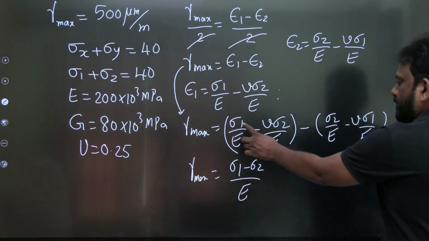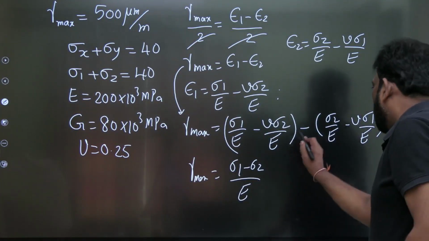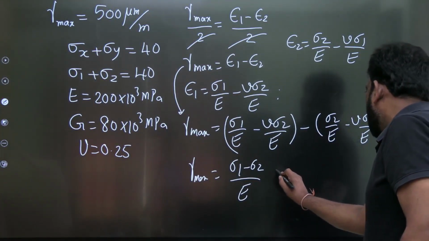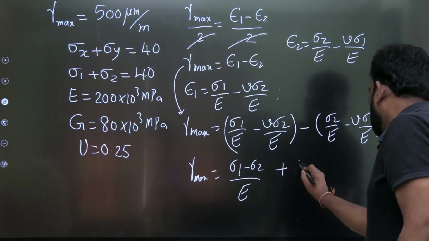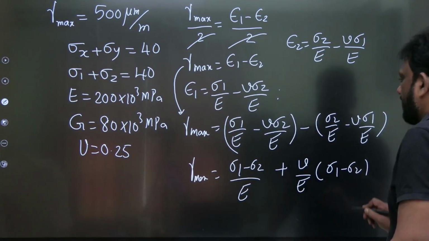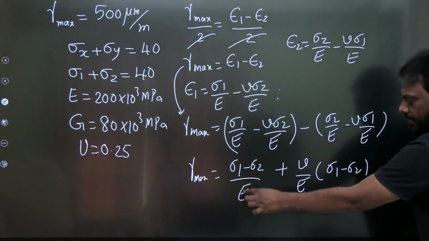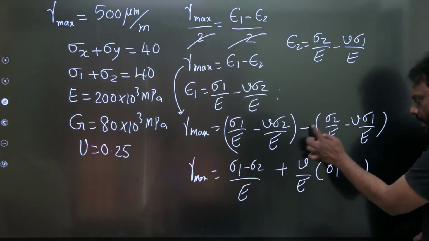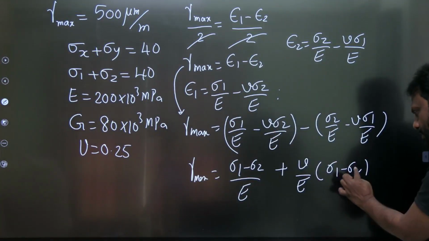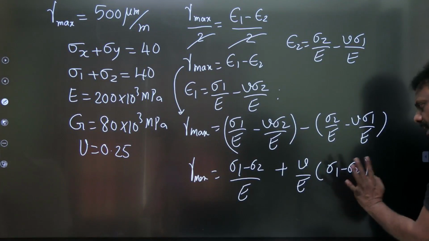Look once, epsilon 1 minus epsilon 2. Minus of minus is plus. So therefore it will be plus nu by E into sigma 1 minus sigma 2. Check once: sigma 1 by E minus sigma 2 by E, minus of minus plus nu sigma 1 by E minus nu sigma 2 by E. I think it is correct.